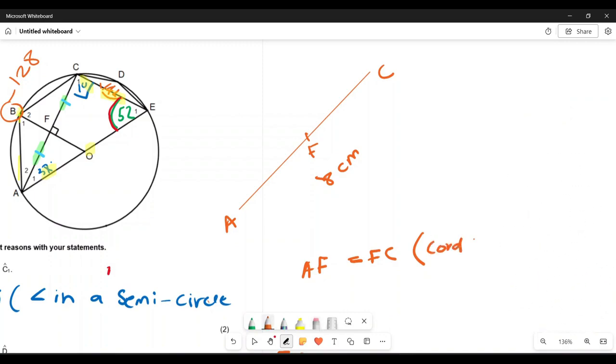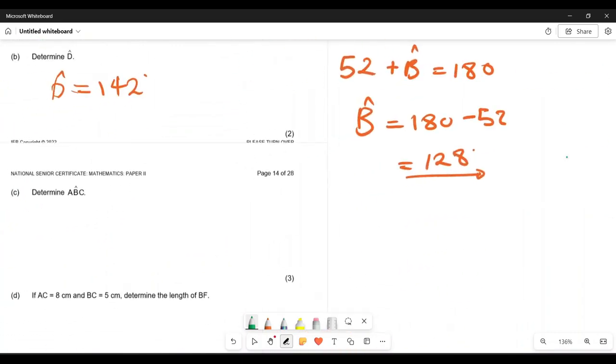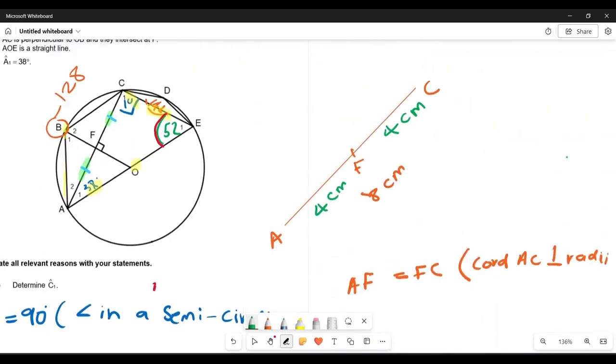Our chord AC in this instance is perpendicular to our radius, and the radius that we're talking about is radius OB. So as a result, these two would be equal. Now, if that's the case, it simply means that the length from A to F will be 4 centimeters. The length from F to C will be 4 centimeters. Now, let's see what other information we are given. We're given BC as 5 centimeters.